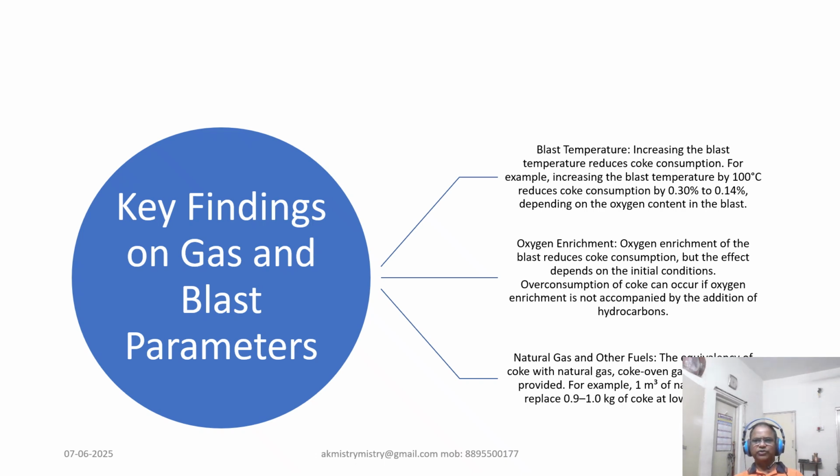Substitution with fuel like natural gas is effective. 1 cubic meter of natural gas can replace nearly 1 kilogram of coke under optimized conditions. This finding helps operators make informed adjustments based on furnace behavior.